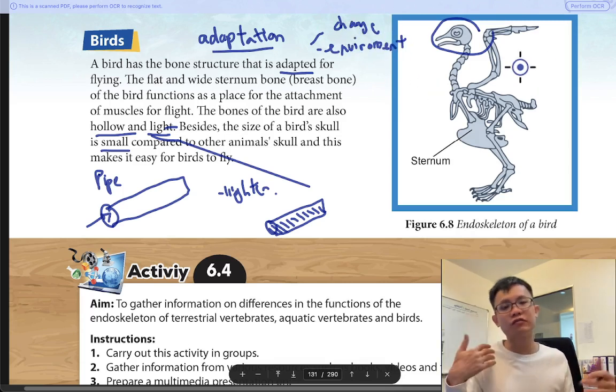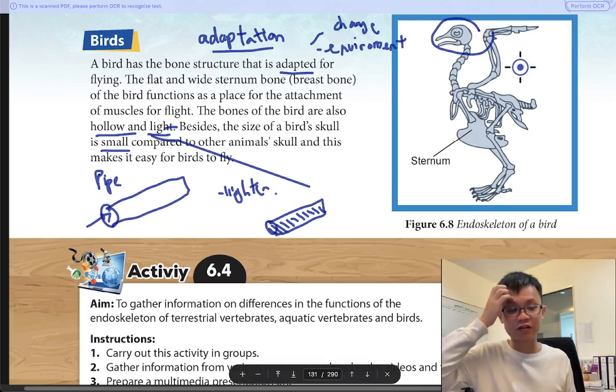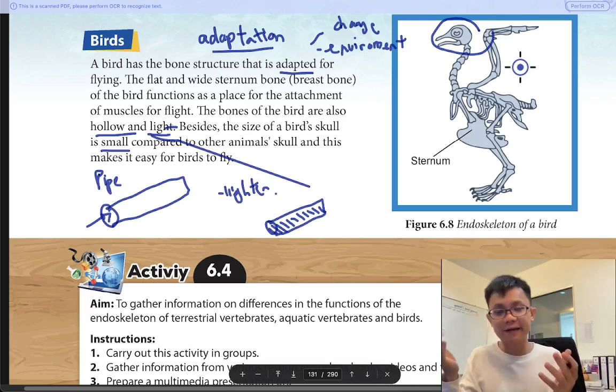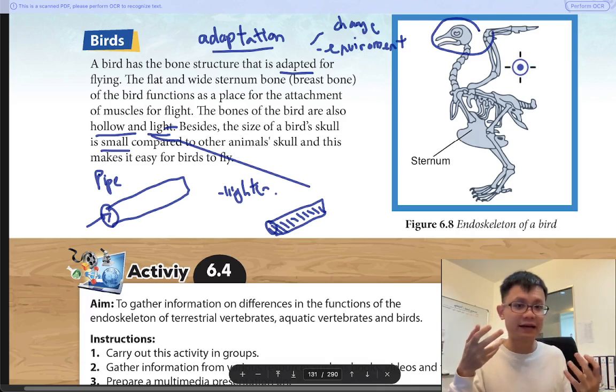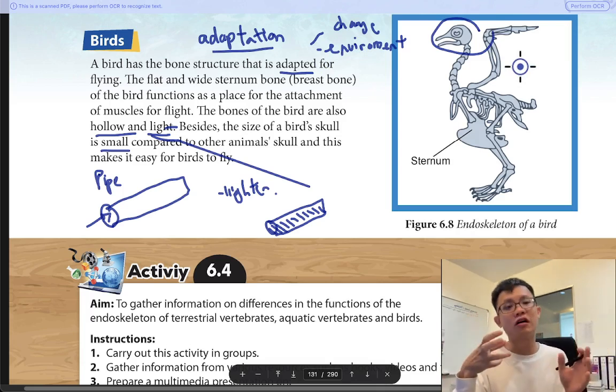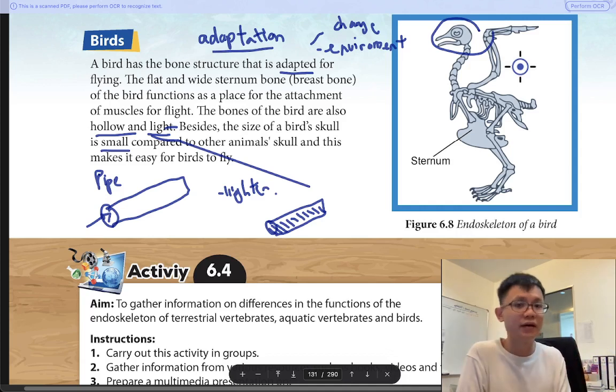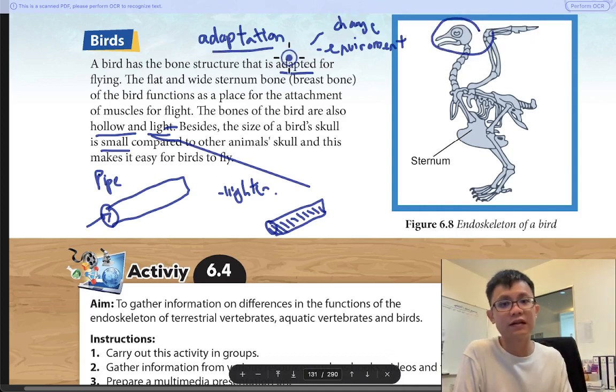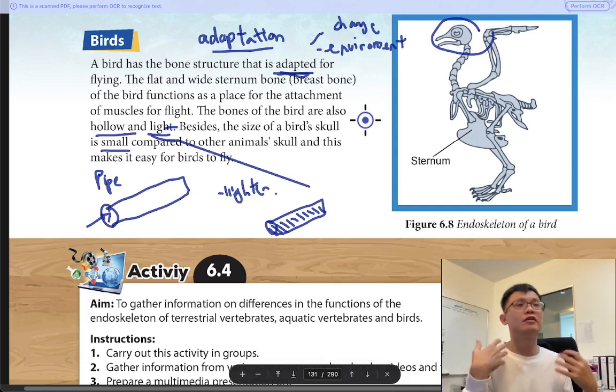So how does the bird adapt to the environment or the situation? The bone must be light. If the bone is light and hollow, then the bird can fly. If you make it strong and heavy, then the bird cannot fly. We use the word adapt to the environment, and we also need to adapt to the environment, like in our life.